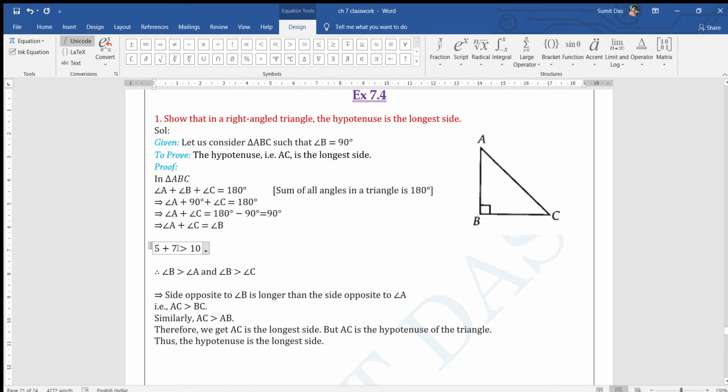So if the sum of any two angles or any two things is equal to something, then each of the angles or each of the things will be less than the whole. This year our Euclid geometry part is omitted, so we will not discuss it. I'm giving this just as an example: 5 plus 7 is greater than 0, so 5 is greater than 0, same as 7 is greater than 0, right?